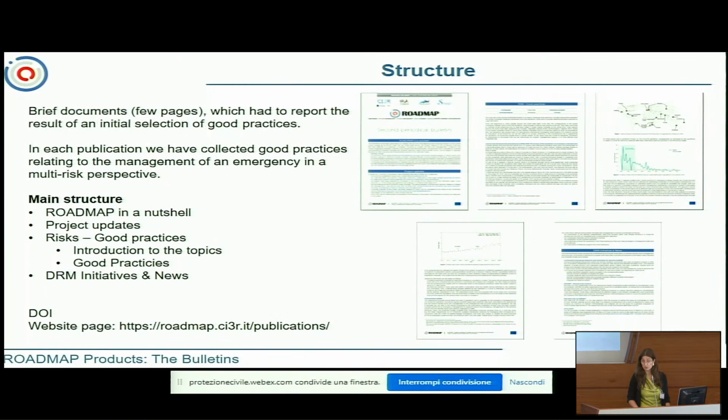In each publication, we try to collect good practices relating to the management of an emergency in a multi-risk perspective. And we have not focused on a single phase of the cycle, but we try to analyze all the phases of the cycle. The main structure of the bulletins is composed of a first part dedicated to the project and its developments, followed by a section dedicated to the topic of the bulletin and the good practices selected, and a last part dedicated to the disaster risk management initiatives and news. Each bulletin is identified by a DOI and is accessible on the Roadmap Project website at the page publication.